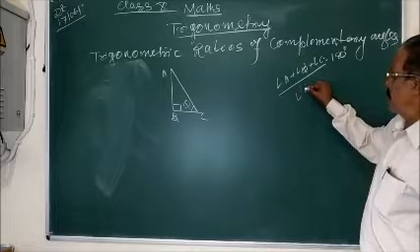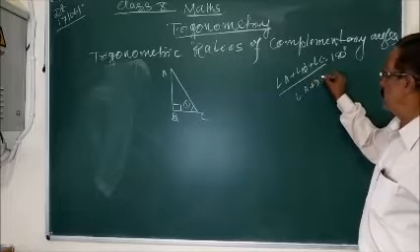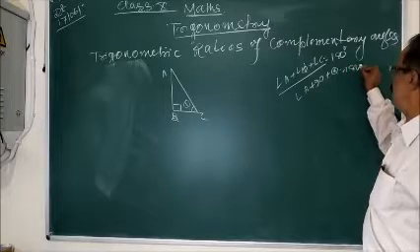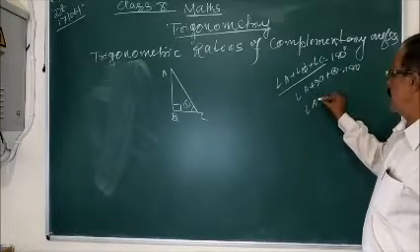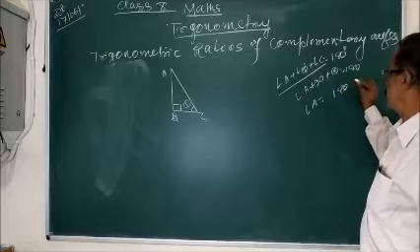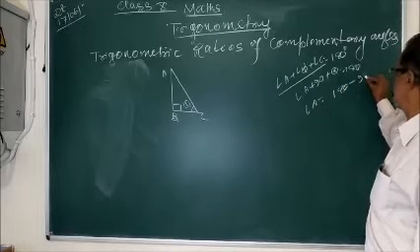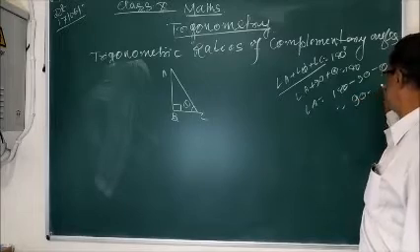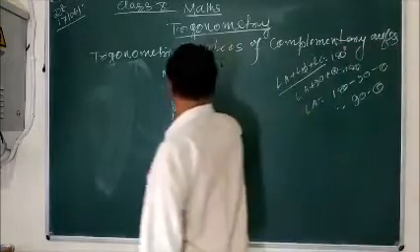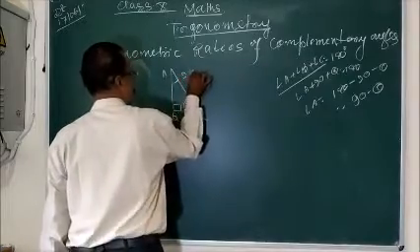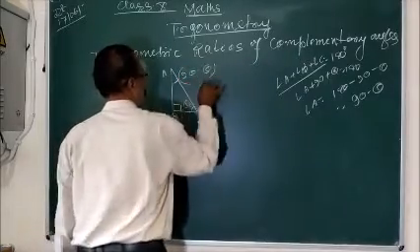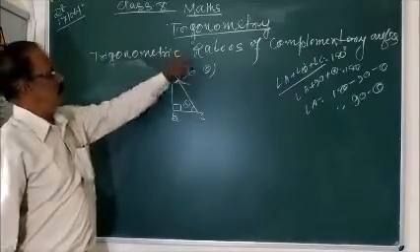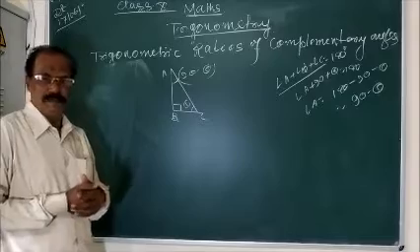So angle B is 90 degrees, and C we have supposed theta. Now by transposing we can find angle A. The angle A is equal to 180 minus 90 minus theta. This means 90 minus theta. So angle A is 90 minus theta. Now for this angle you have to find the trigonometric ratios.